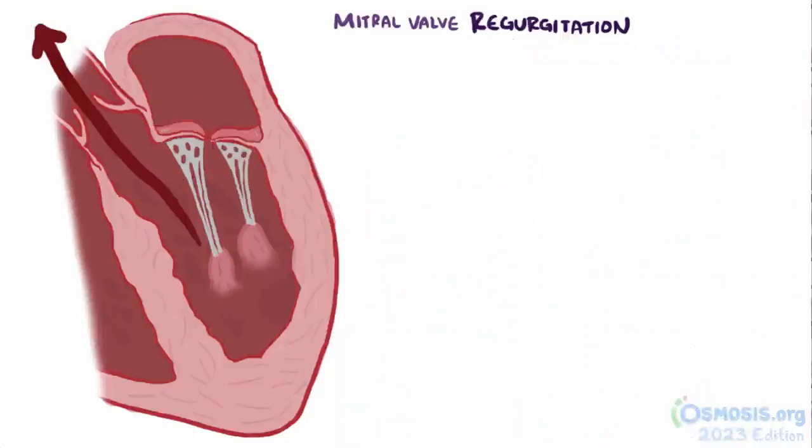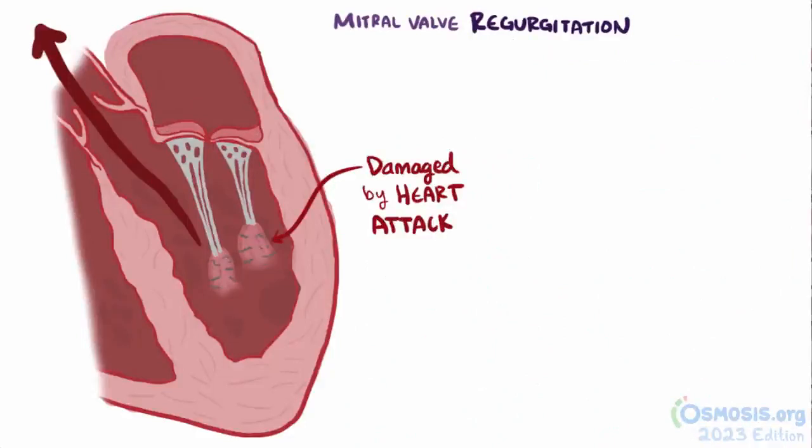So in addition to mitral valve prolapse, other causes of mitral regurgitation include damage to the papillary muscles from a heart attack. If these papillary muscles die, they can't anchor the chordae tendineae, which then allows the mitral valve to flop back and allow blood to go from the left ventricle to the left atrium.